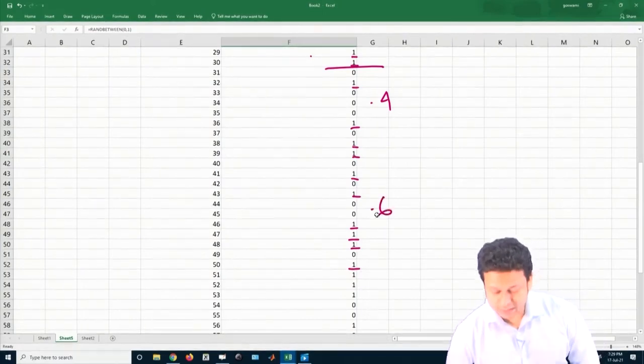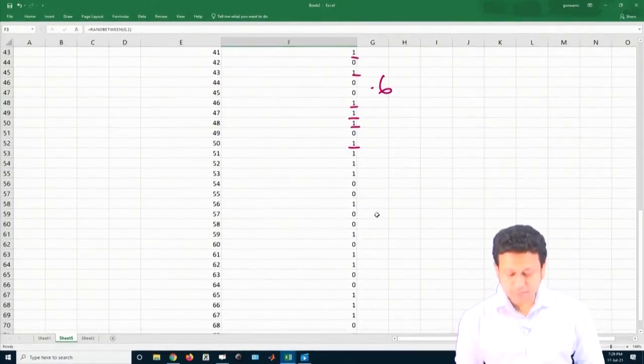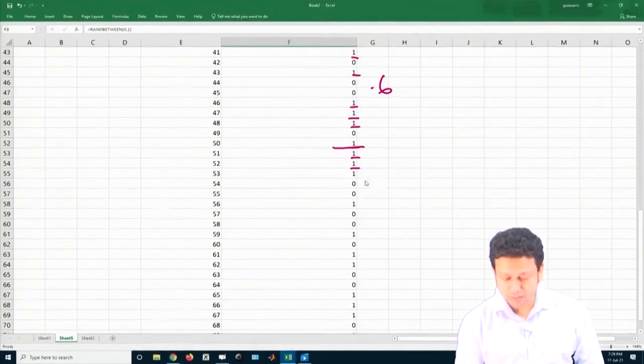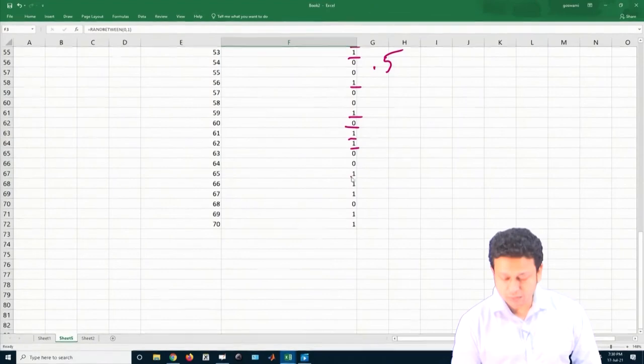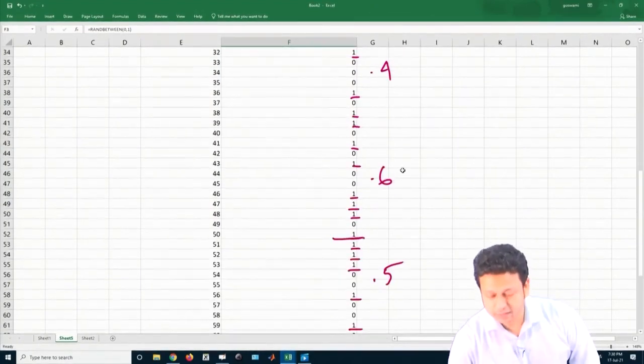So, it is 0.6. From 51 to 60, 1, 2, 3, 4, 5, 0.5, and from 61 to 70, 1, 2, 3, 4, 5, 6, 7, 0.7. So, let us see what is happening here.